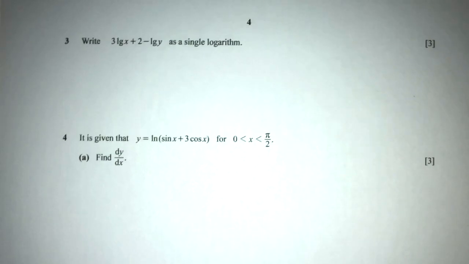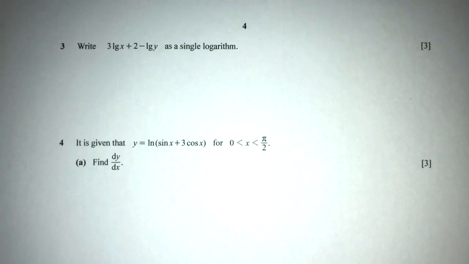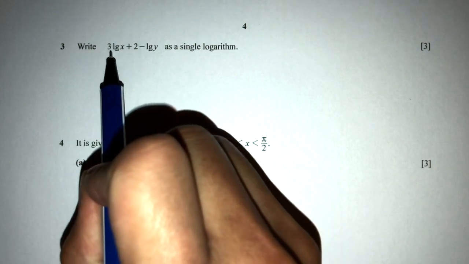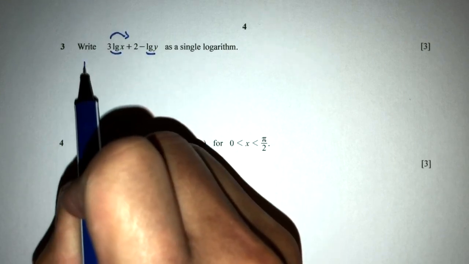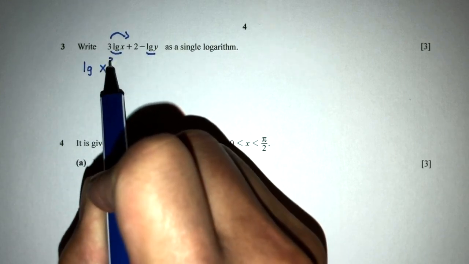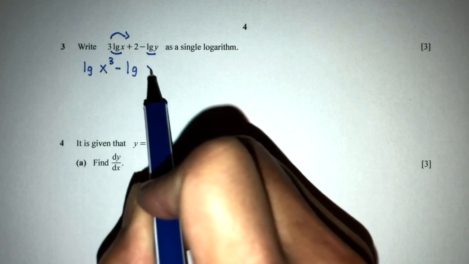Okay, so now we can move on to question number 3. Here we have to write this expression as a single logarithm. As you can see, these two we can simplify first. You will have log x to the power 3 minus log of y.